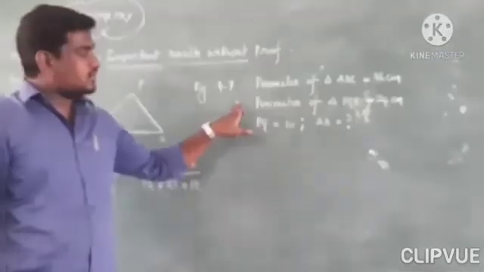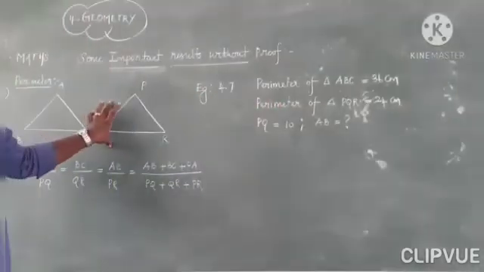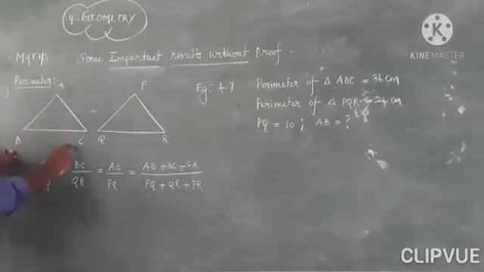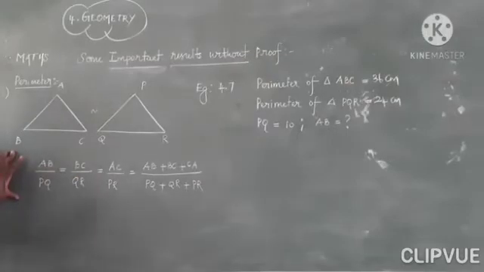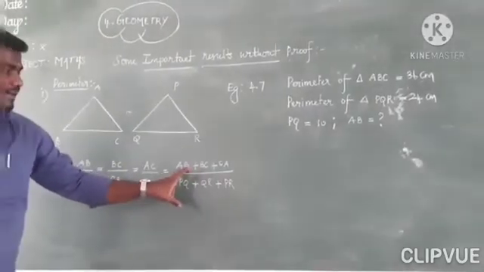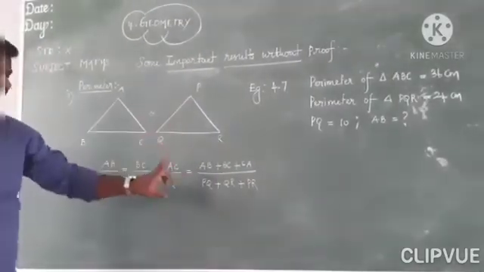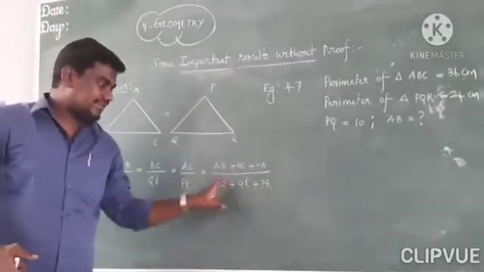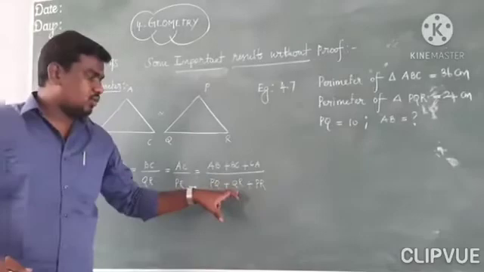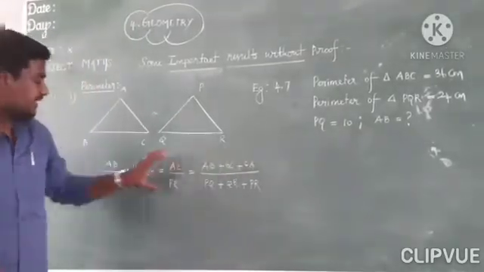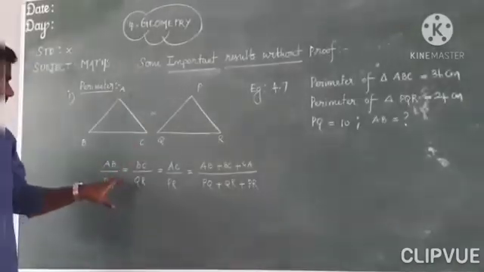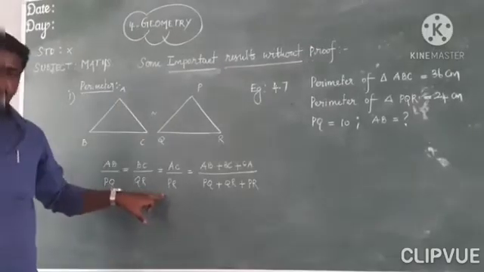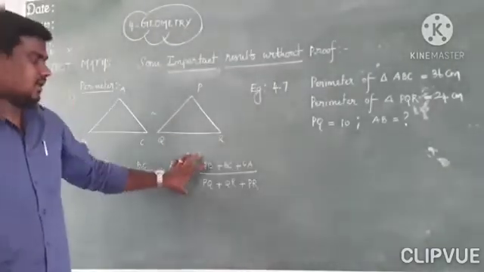Example 4.7. This problem is related to the first result, perimeter. Okay, we know that if triangle ABC is similar to triangle PQR, the ratio of the perimeters is equal to the ratio of their corresponding sides. So the ratio of the perimeters, first triangle perimeter, that means the sum of lengths of all the sides AB plus BC plus CA, divided by the second triangle perimeter PQ plus QR plus PR, is equal to the ratio of their corresponding sides. So corresponding sides: AB corresponds to PQ, next BC corresponds to QR, AC corresponds to PR.